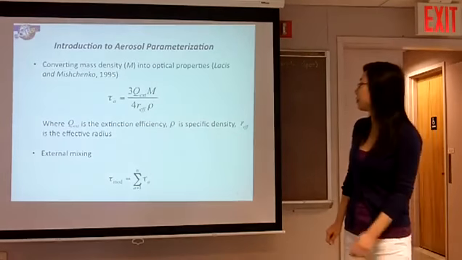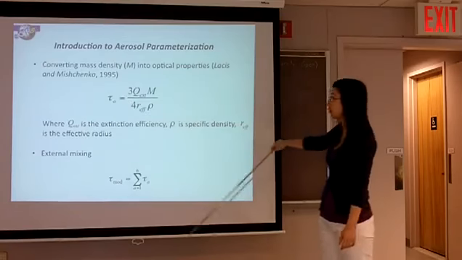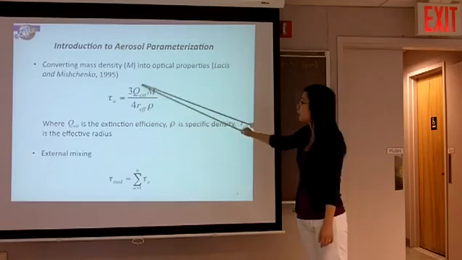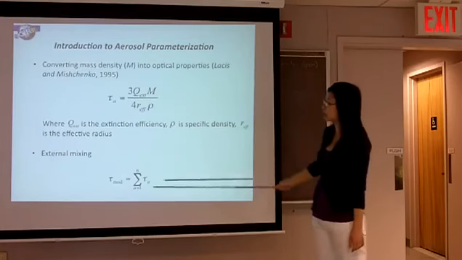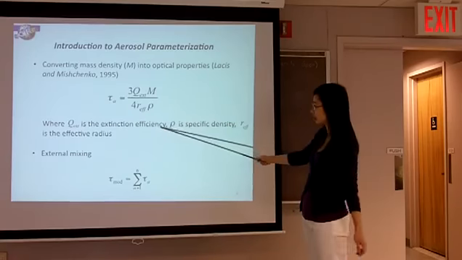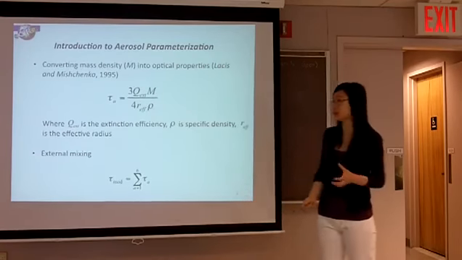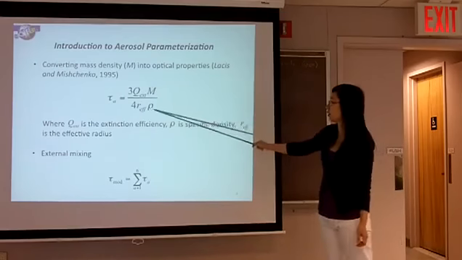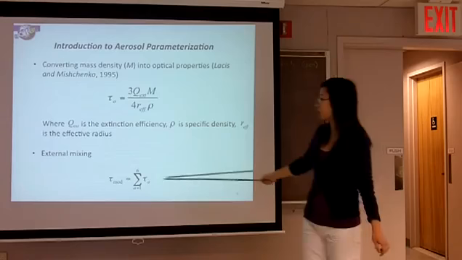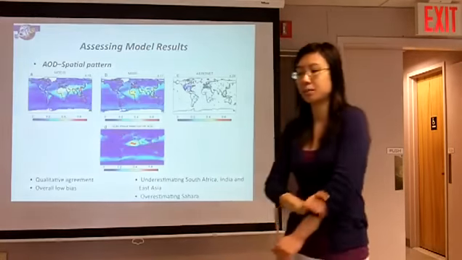After their mass is specified here, the mass is transferred into tau, the optical depth, by this relationship. Q extinction is the extinction efficiency, and we also have a scattering efficiency to calculate the scattering part. This is the specific density of the aerosol itself, and this is the effective radius. And we only have external mixing here for now.